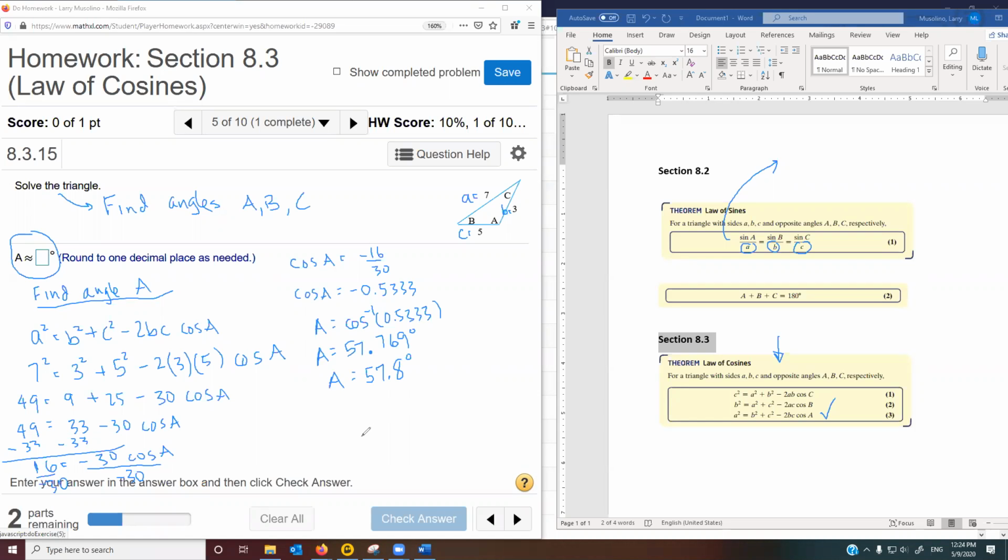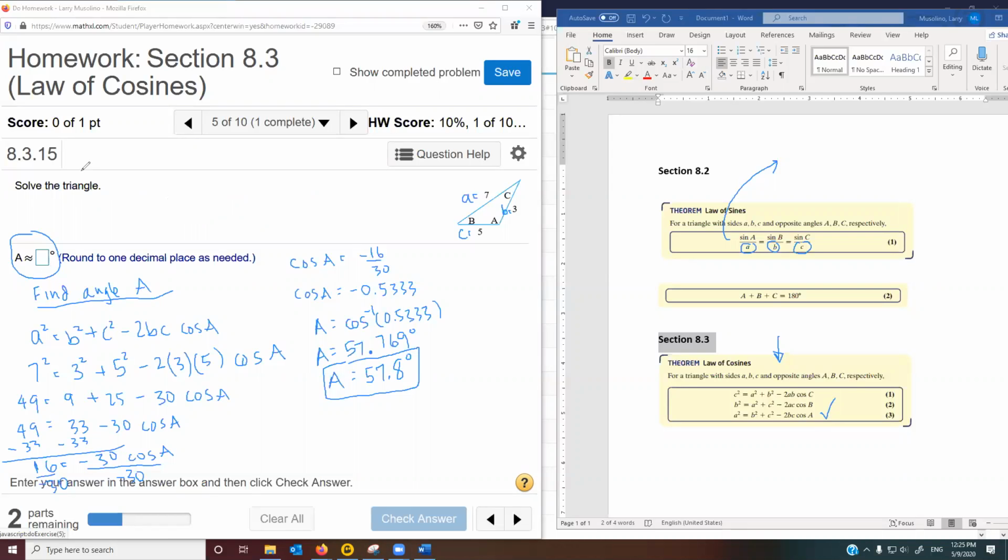All right, so I know angle A. Now we need to find one other angle. And again, I can either use angle B or C now. I'm going to use angle B. It doesn't matter, but let me draw that up here. So now I'm going to go to formula 2 from law of cosines because that will let me figure out angle B. I'm going to do it the same way. So let me go ahead and write that.